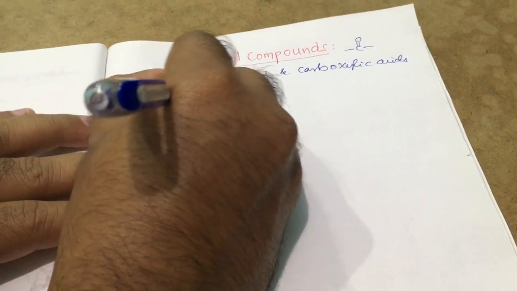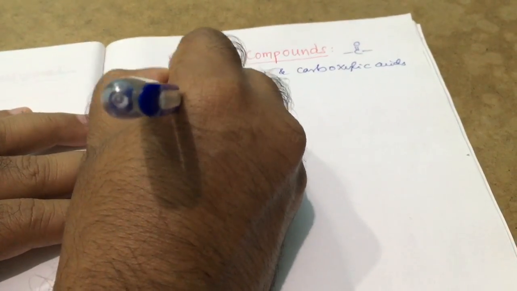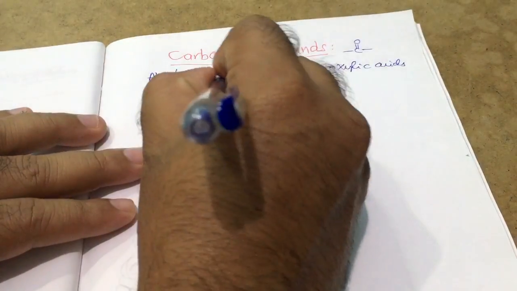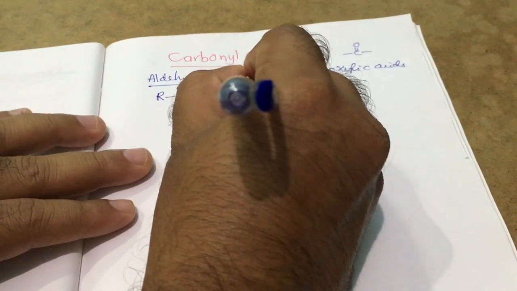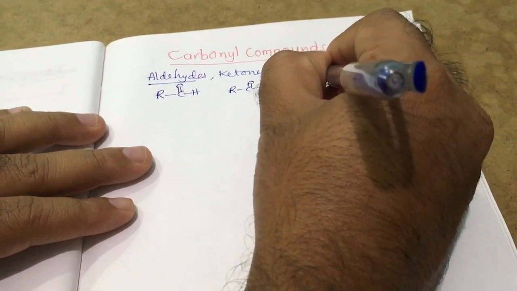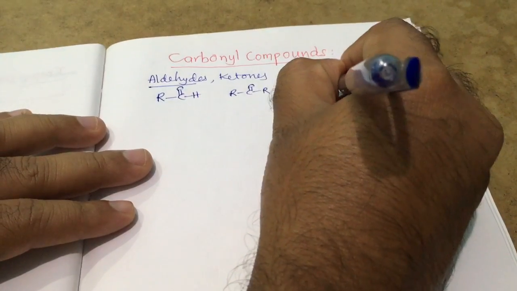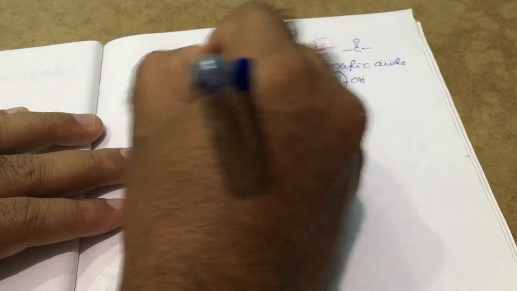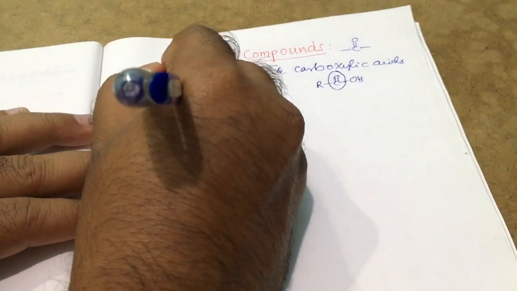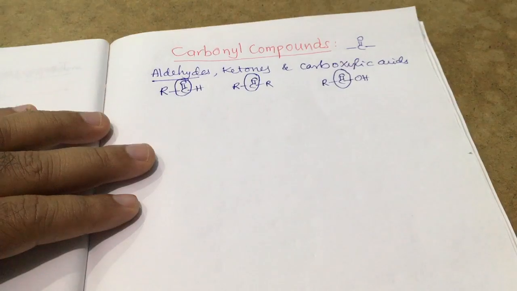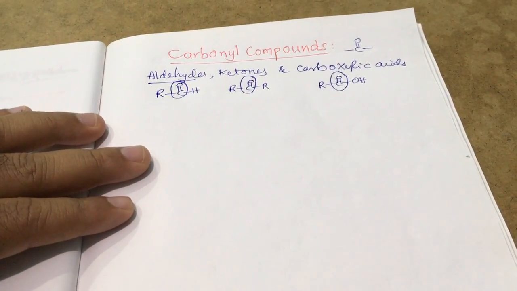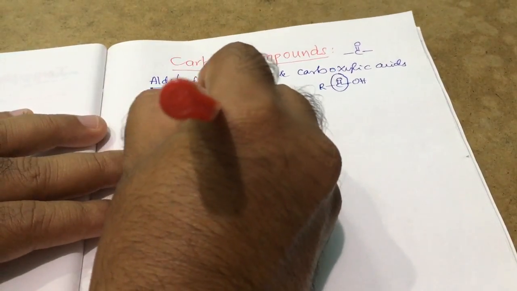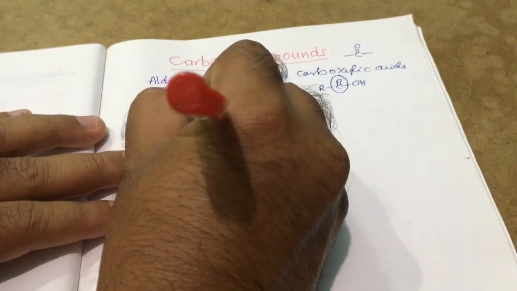If you take an aldehyde, its general formula is R-C=O-H. Ketone general formula is R-C=O-R. Carboxylic acid is R-C=O-OH. In all of them, we have the C=O group. This is called the carbonyl group. Now, along with this, these two are considered the first type.